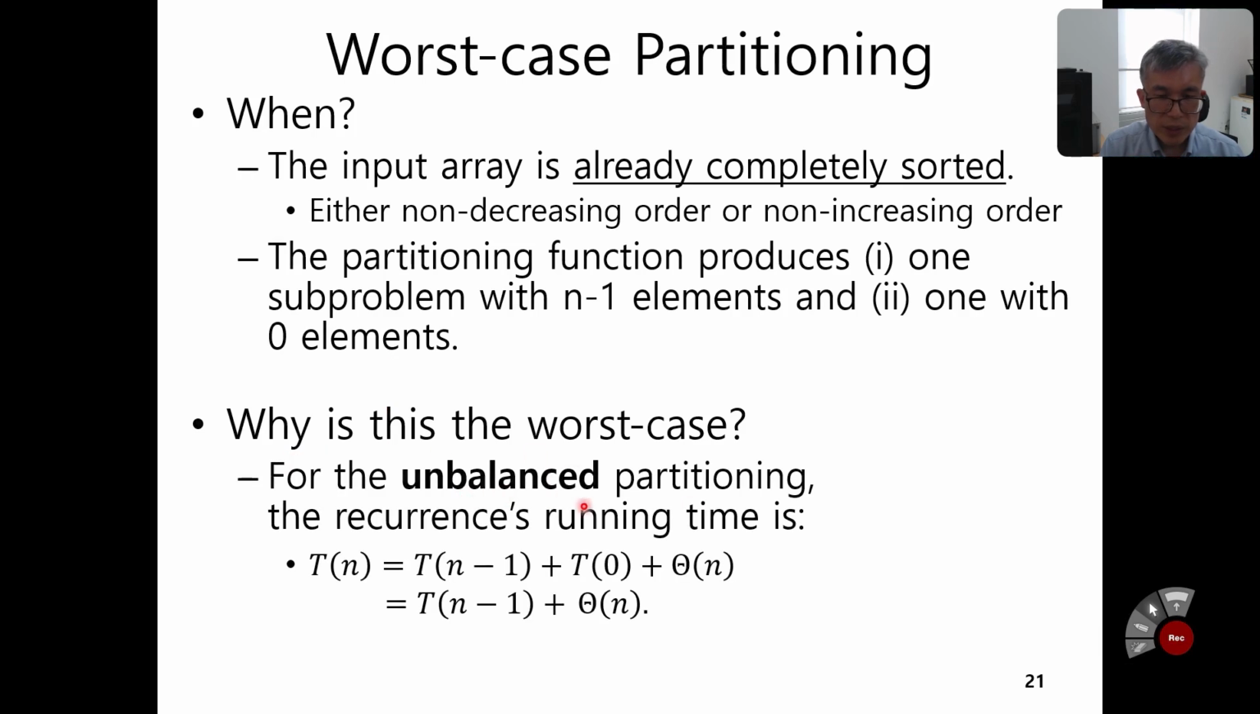For the unbalanced partitioning, the recurrence formula for running time is T(n) decomposes into T(n-1) plus T(0), because this is the subproblem of n-1, this is 0 elements, and this is the combined cost. The T(0) we ignore, and eventually this is the time complexity, so eventually this is n squared.